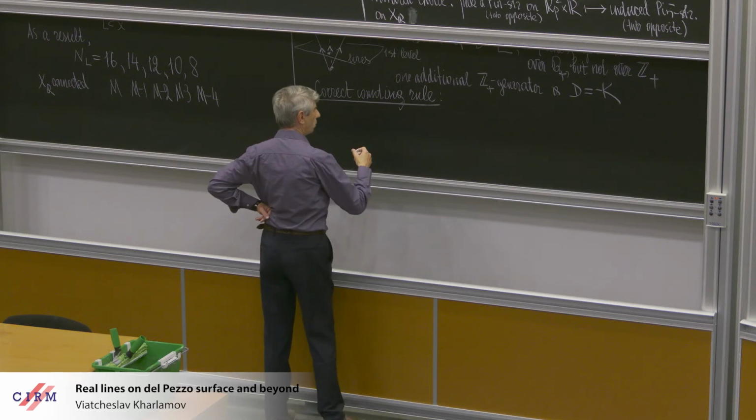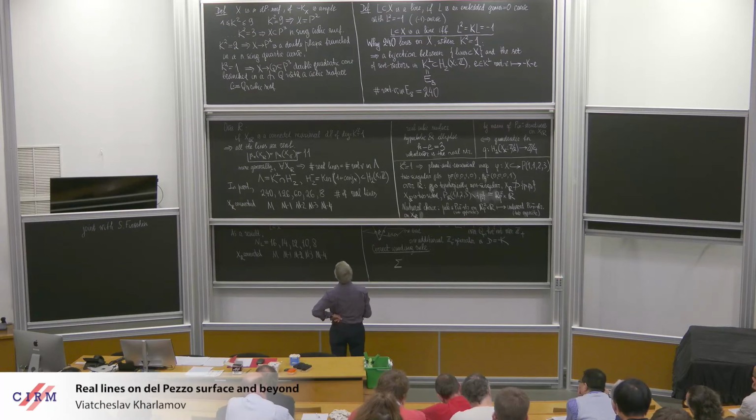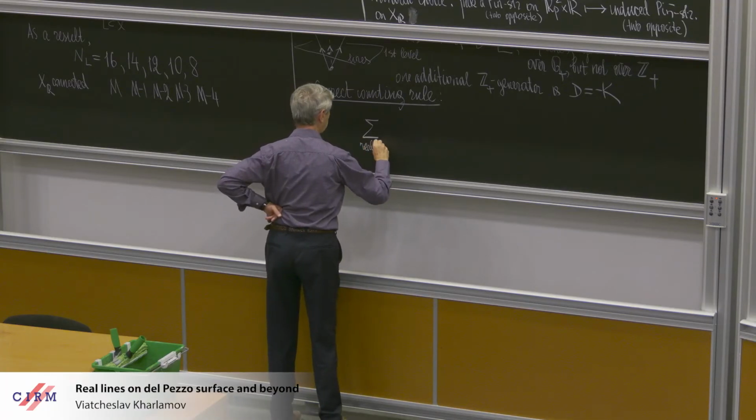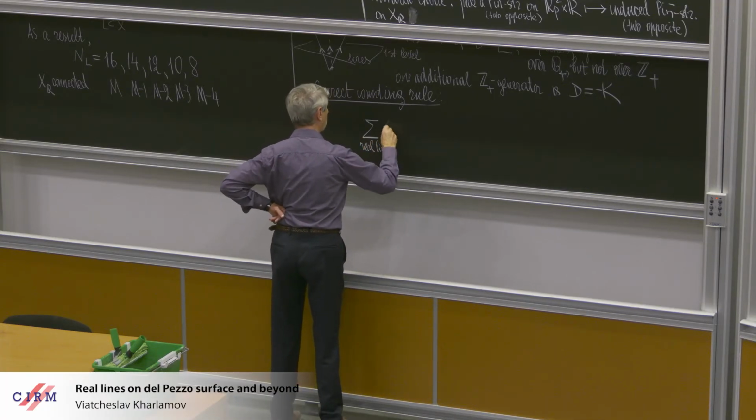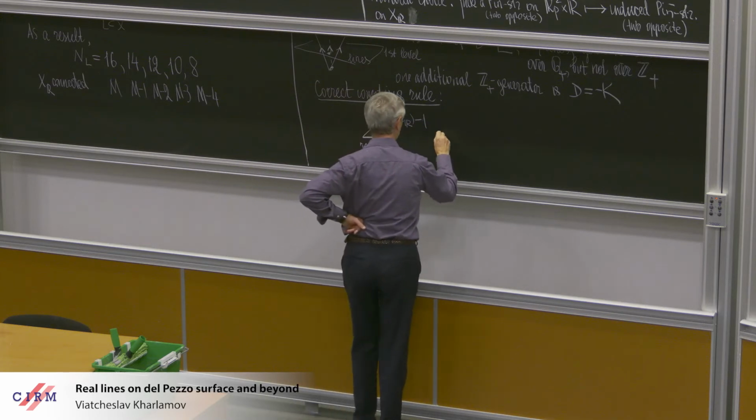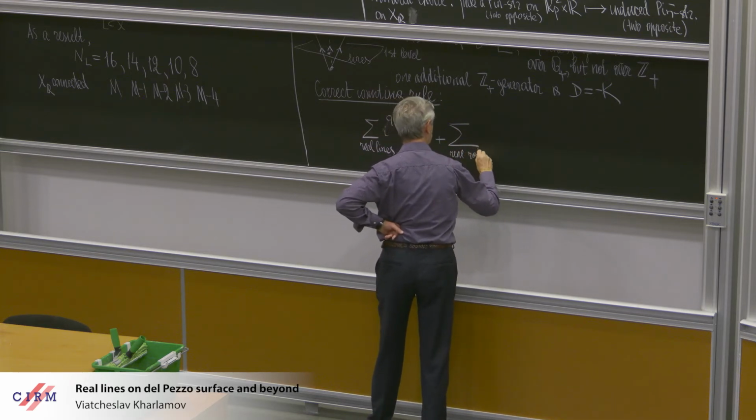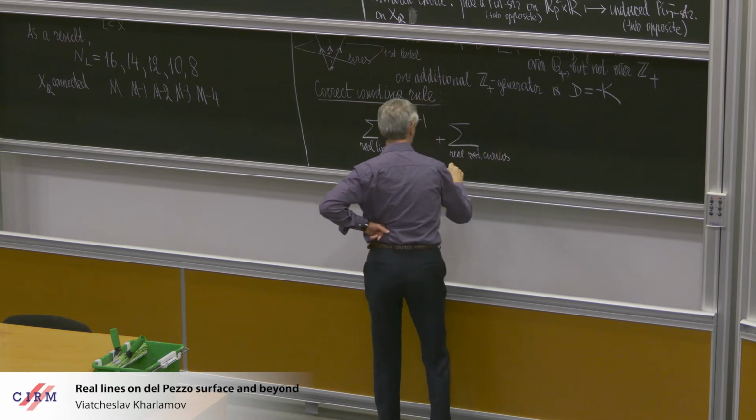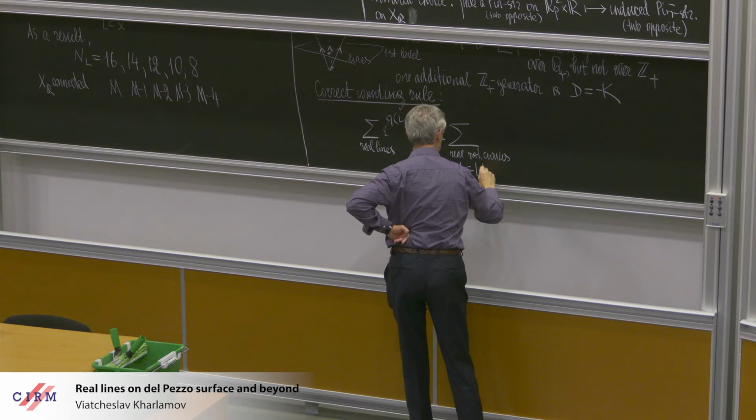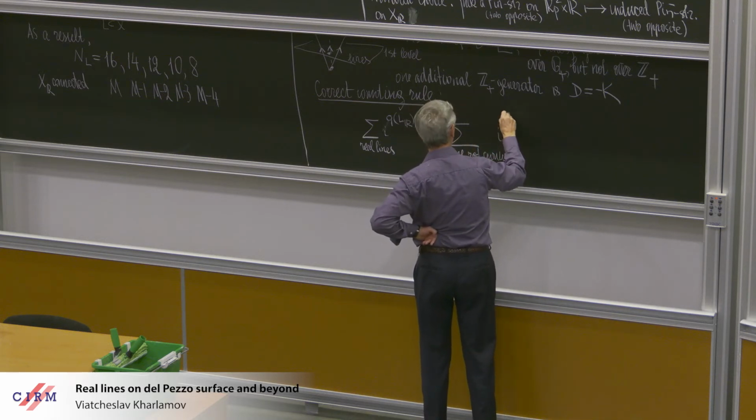Okay, so it's like before, the sum of the lines I Q L R minus 1, but you should also count real rational curves A in this additional divisor class. Do the same.